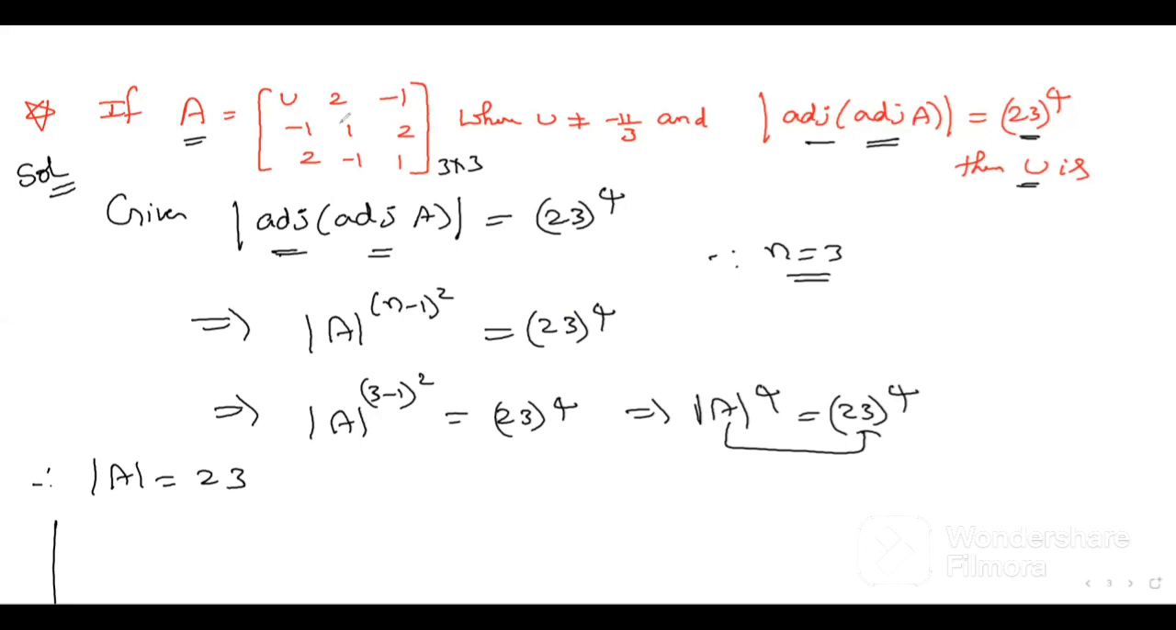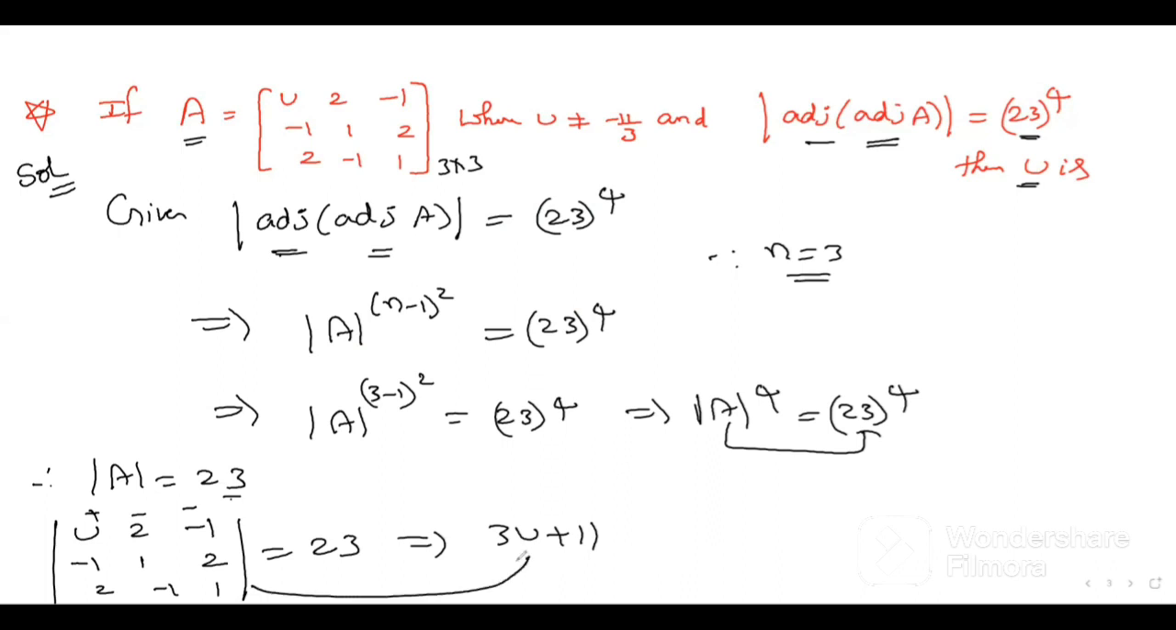So the determinant of A, from the statement given, with u, 2, minus 1, minus 1, 1, 2, 2, minus 1, 1, is equal to 23. We expand with signs plus, minus, plus. According to that, you will find it. This value, how much value? 3u plus 11 is equal to 23. Therefore, 3u is equal to 23 minus 11, which is 12. Therefore, we get 12 by 3 is equal to 4. What is the answer here? 4 is the answer.